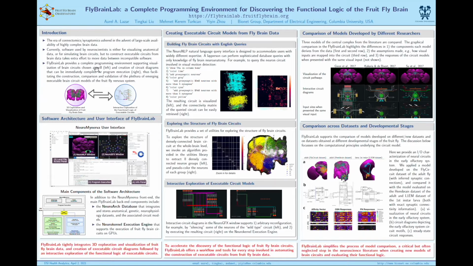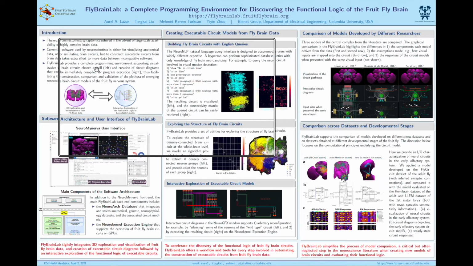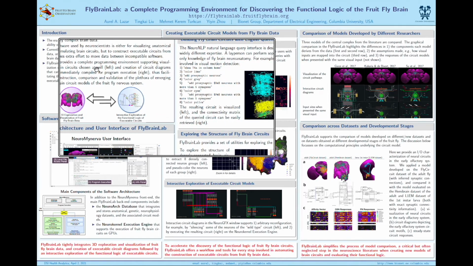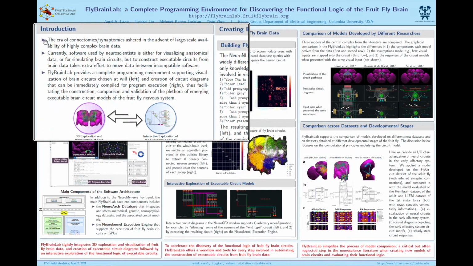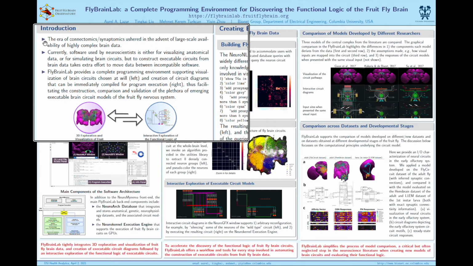Neuroscience has entered the era of connectomics and synaptomics, when more and more large-scale data about the anatomical structure of the brain become available. For example, we now have a full map of the shapes and the connectivity of the central brain of the fruit fly. This also highlights the lack of computational tools with the same speed and scale that can be effectively deployed to uncover the functional logic of these fly brain circuits.